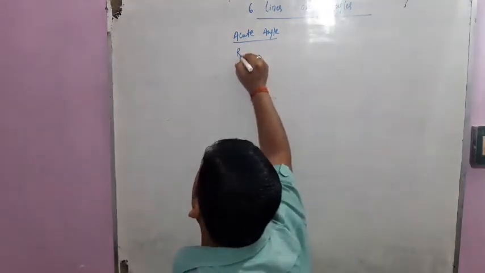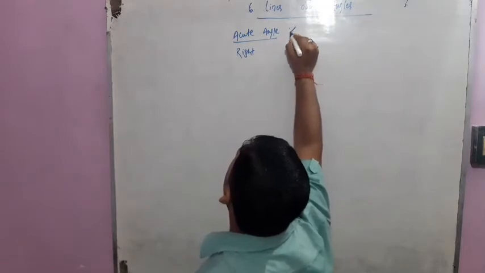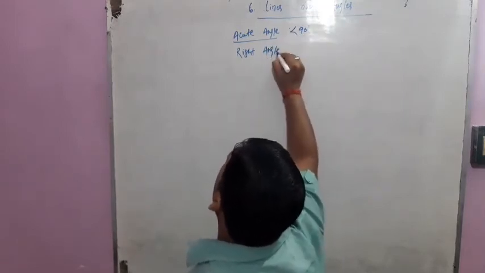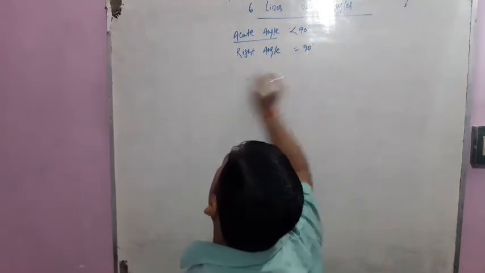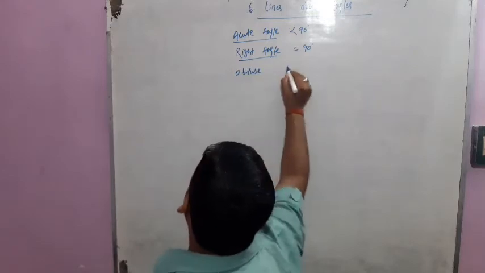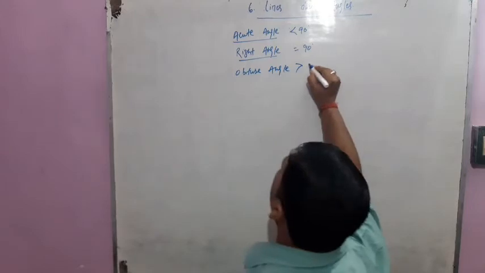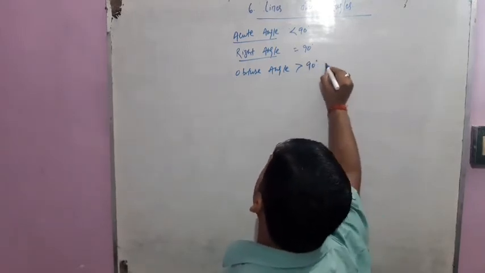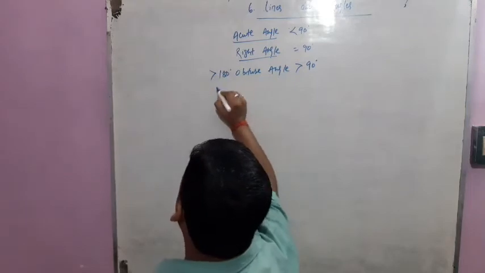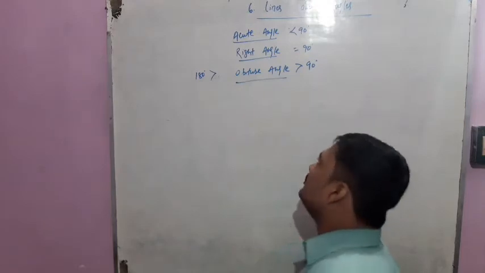Another is right angle, an angle that is exactly 90 degrees. Right angle, an angle of exactly 90 degrees is called a right angle. Then obtuse angles, angles which are greater than 90 degrees but less than 180 degrees are known as obtuse angles.